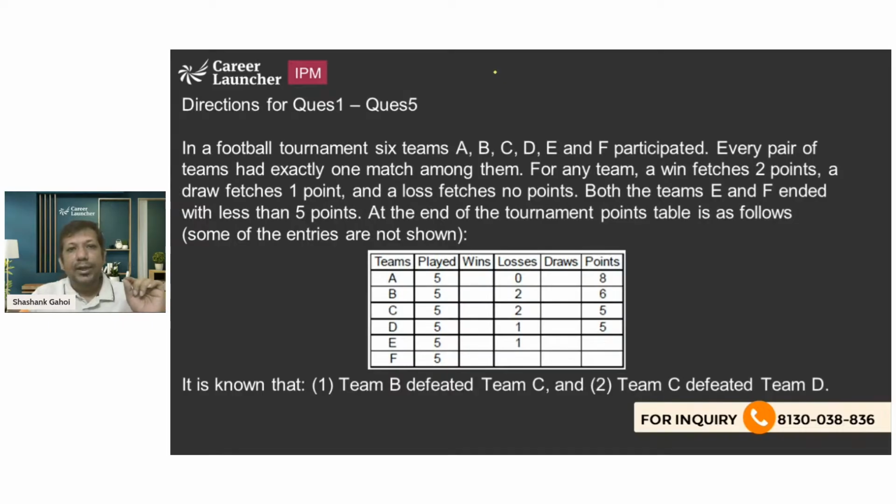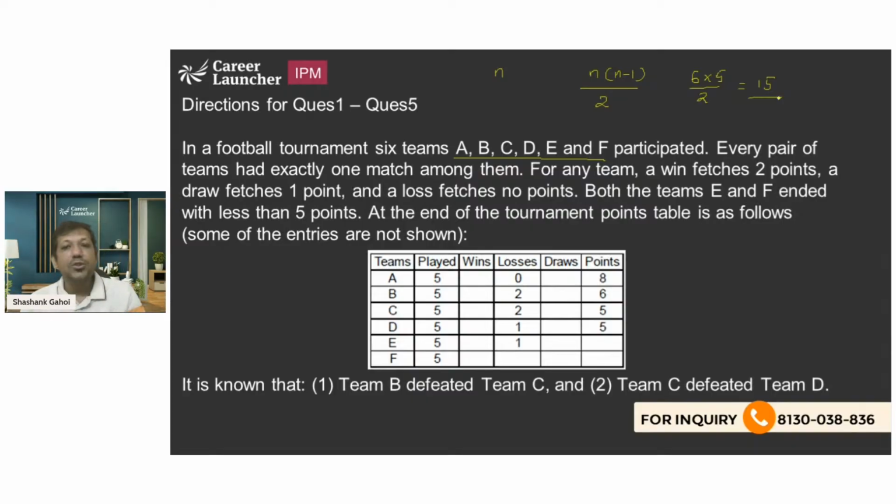So if there are n teams in any tournament and every team is playing against every team, what is the total number of matches we are talking about? That is going to be n into n minus 1 divided by 2. That is the total number of matches if every team is playing against every team. So there are 6 teams and every team is playing against every team once. So what is the total number of matches that are going to happen? That is going to be 6 into 5 divided by 2, or I would say 15 matches. So this is the first conclusion that you should have. So total number of matches are 15.